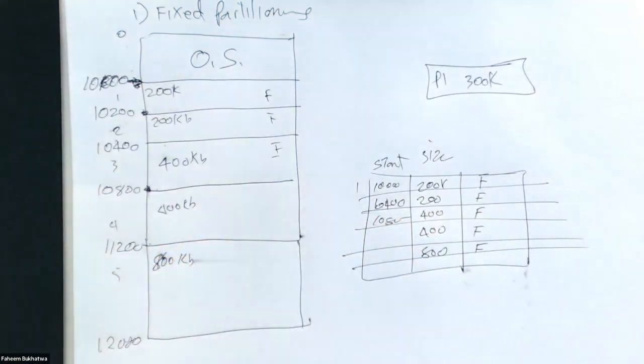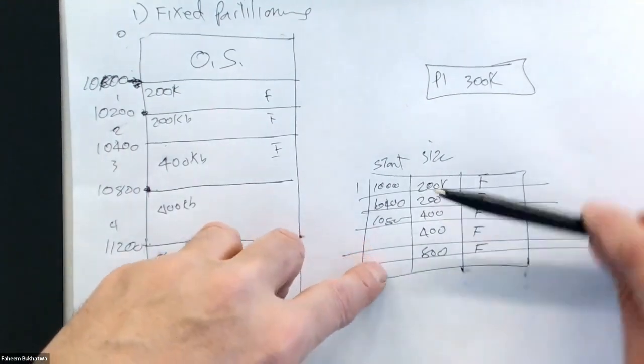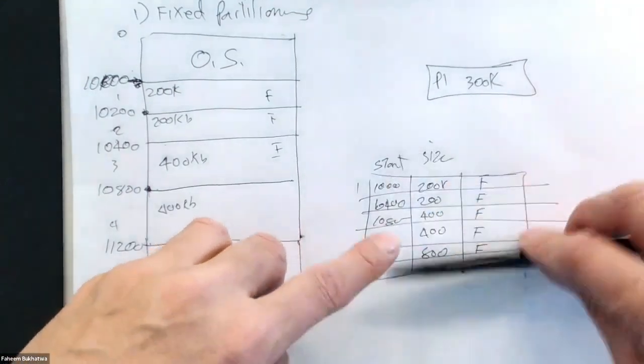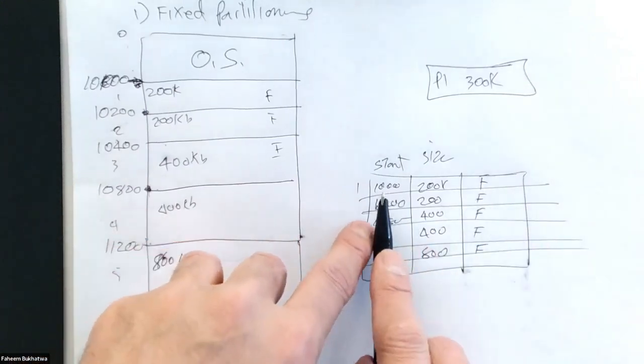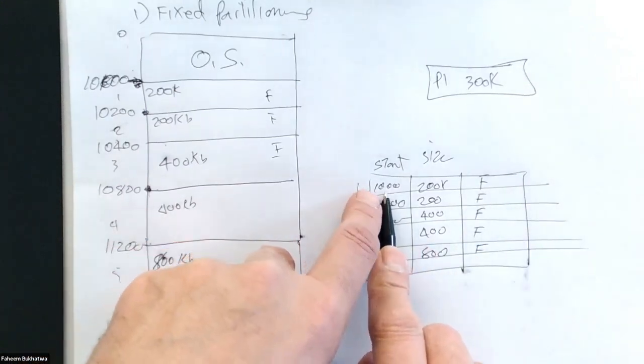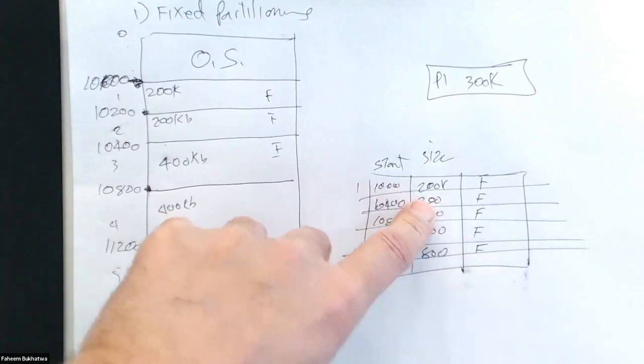Just like in a hotel, when you come in and ask for a room, the receptionist doesn't go around all the doors to see which one's free. They already have a table with all the free rooms in reception. So here, the memory manager also has a table of all the partitions. This is the partitions table. Every partition, where does it start? And how big is it? Just like in a hotel.